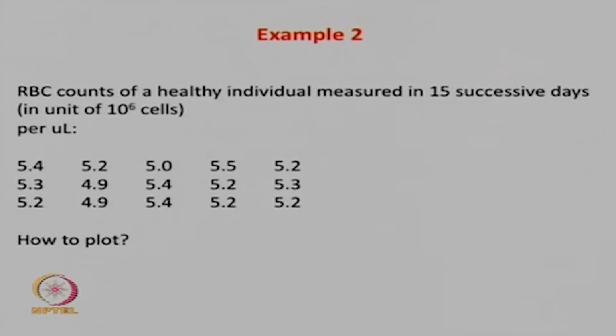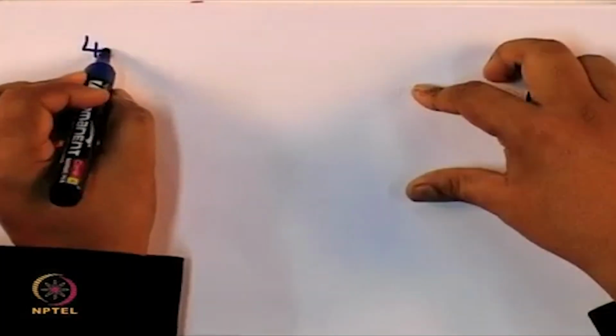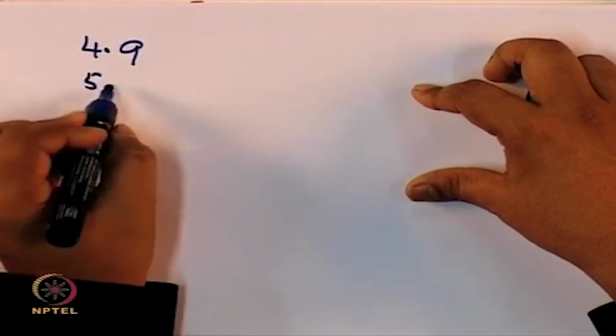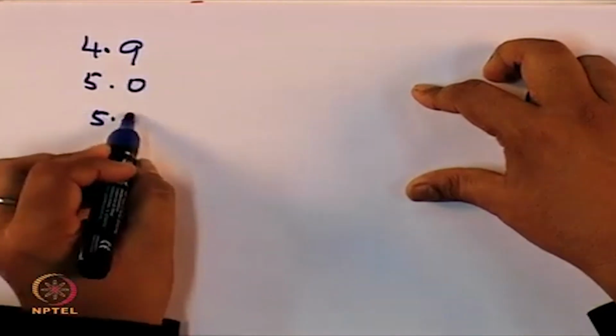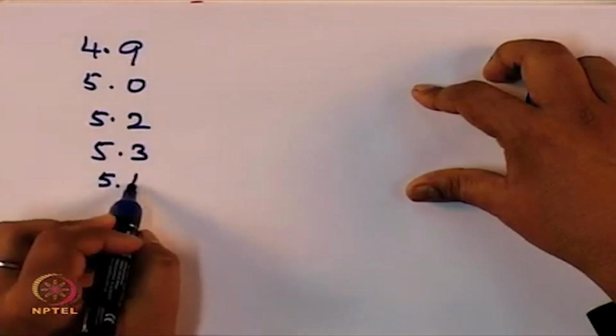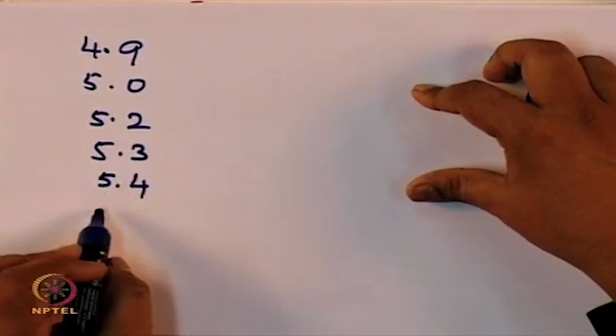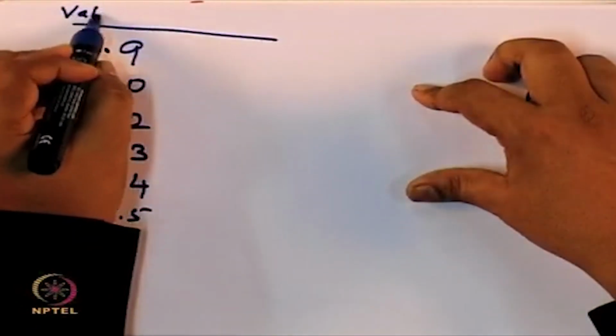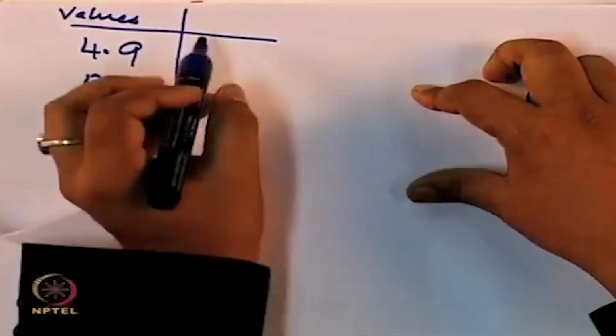If I were to look at the values which are occurring, I have 4.9, I have 5, I have 5.2, I have 5.3, I have 5.4, and I have 5.5. So, these are the values and I can plot their frequency.